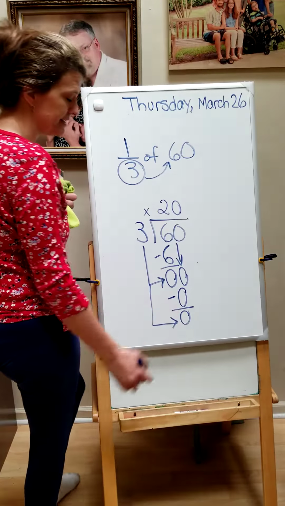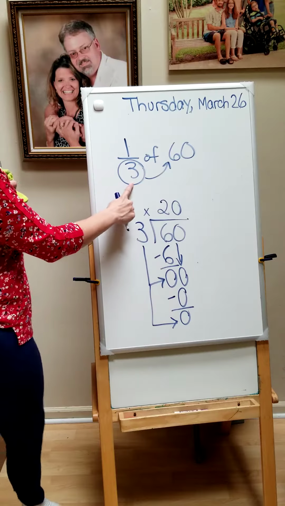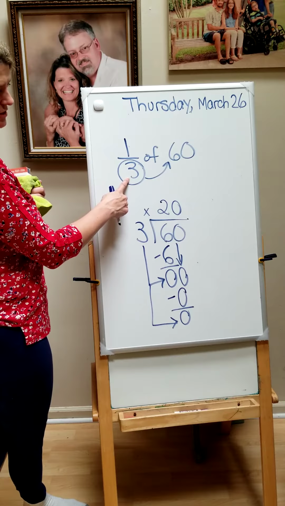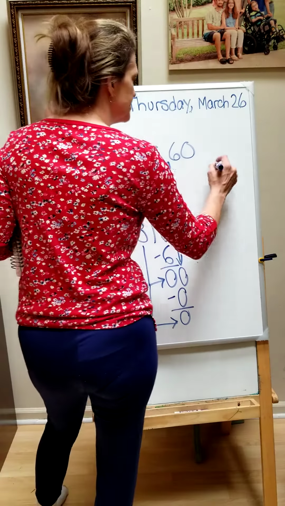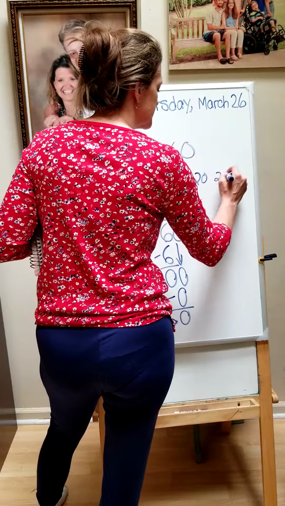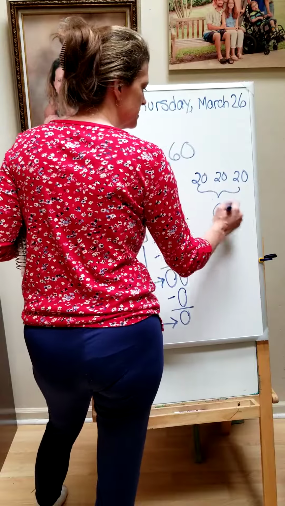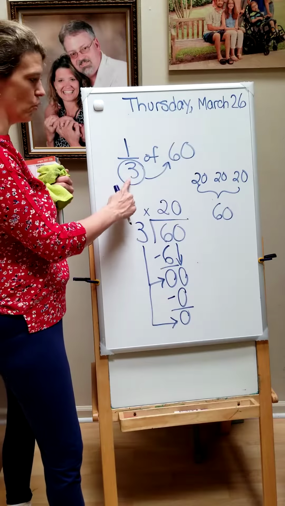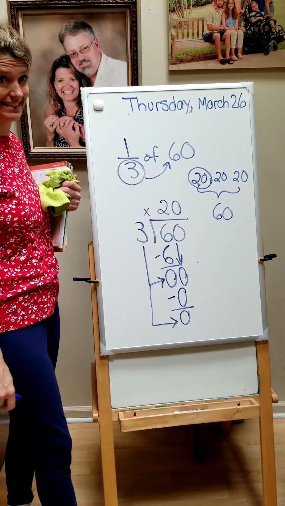Compare. Now, does our answer make sense? If 60 was divided into 3 sections, would that make sense that it's 20? Well, let's think about it. Could I do 20, 20, and 20 and get 60? Does that make sense? Yes. So 1/3 of 60 is 20.